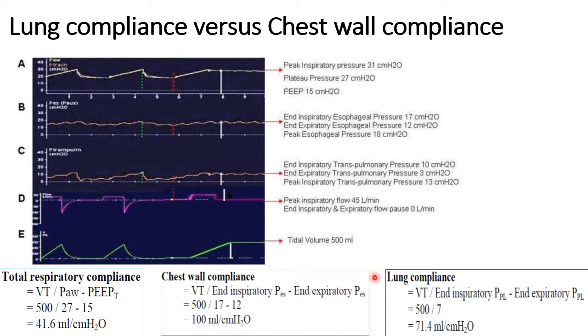How about the lung compliance? Very similar, but the difference will be the denominator here. So tidal volume divided by end inspiratory transpulmonary pressure, which is the white line here, it's 10, minus end expiratory transpulmonary pressure, in this example 3. So 500 divided by 7 equals 71. Little complicated, but very important to differentiate between, is it chest wall compliance or lung compliance.